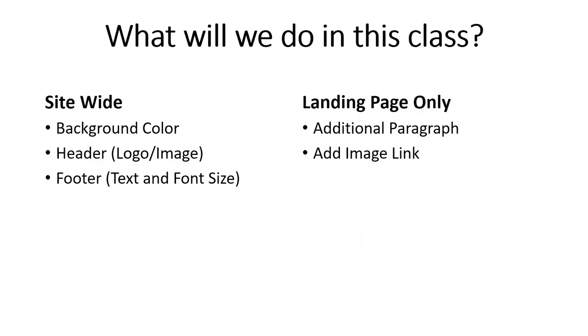So what changes are we going to make today? The 3 changes we're going to make that will affect your entire site are the background color, the header, which is the logo at the very top of the page, and the footer at the very bottom. We're going to add some text and change the font size. Then we're going to make 2 changes to the landing page specifically. We're going to add in a new paragraph about a search option that's available on the site. And we're going to add an image link to a featured collection item in hopes that we can really spread awareness about that artifact to our visitors who may not find it otherwise.